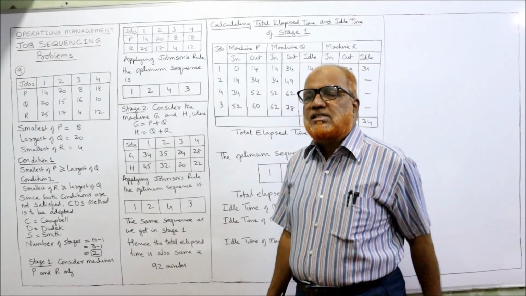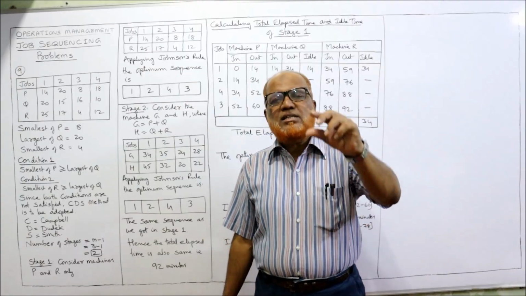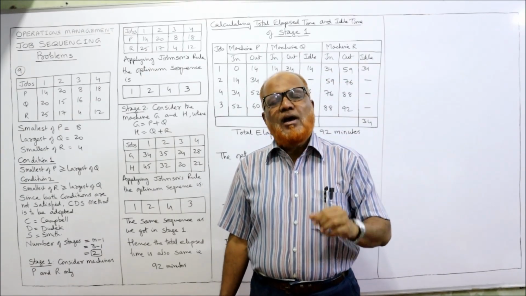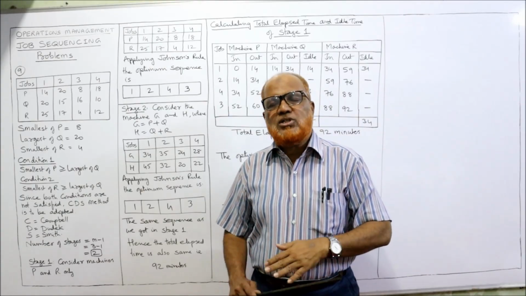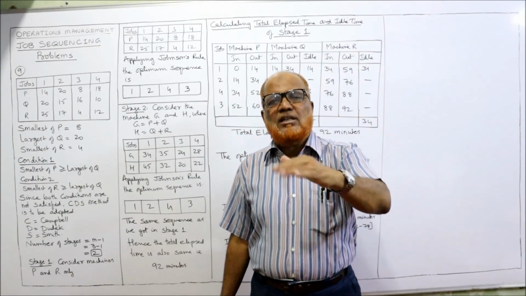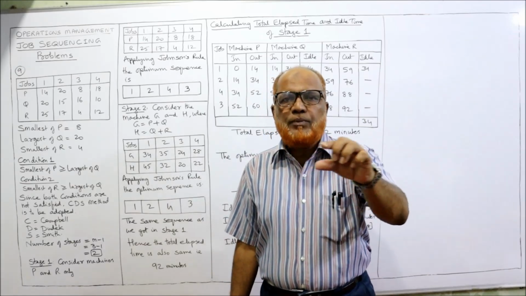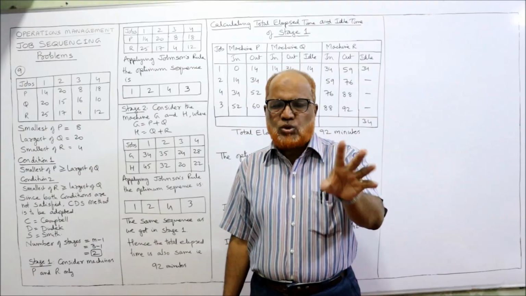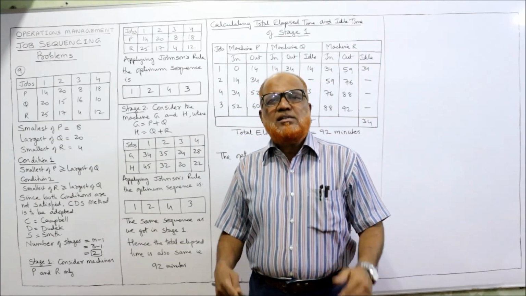So what is the first stage? In the first stage, take the first machine and the last machine and ignore all the machines in between. You just ignore. Take the first and the last, find out the optimum sequence and the total elapsed time. First stage over. Now come to the second stage.